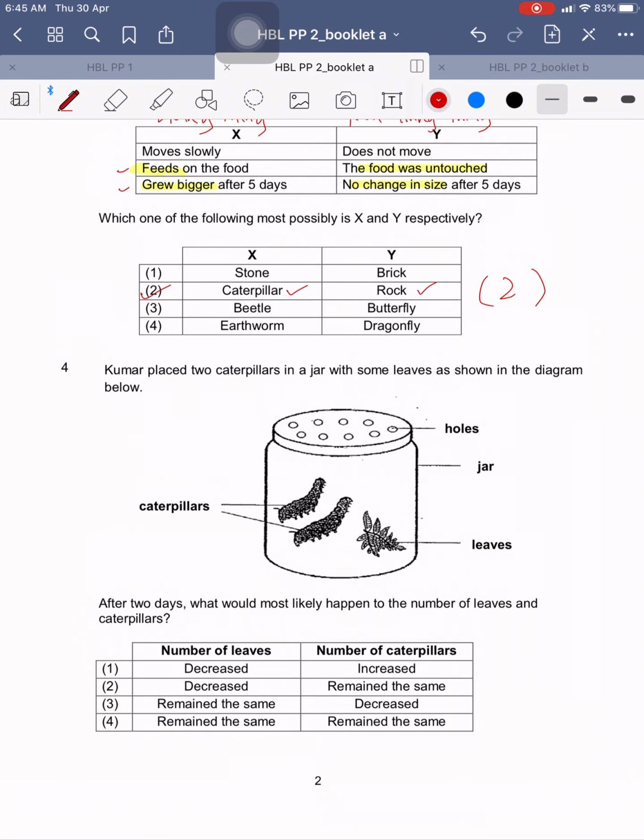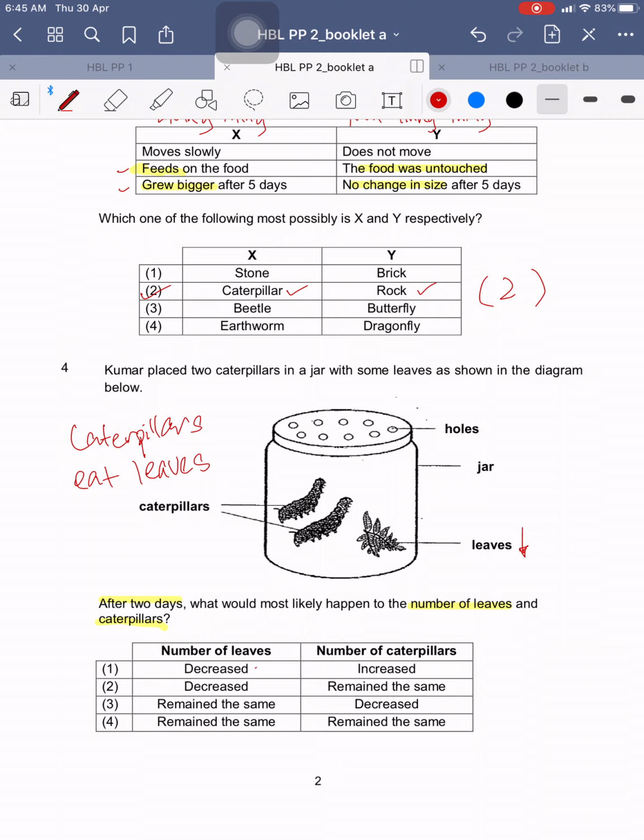Question number 4. Now Kumar placed 2 caterpillars in a jar with some leaves as shown in the diagram. Now after 2 days, what would most likely happen to the number of leaves and also the caterpillars? Now from here, we know that caterpillars, they are living things and they need to feed, they need to eat. Alright, and we know that they eat the leaves. Alright, so we can safely say that the number of leaves will have to decrease.